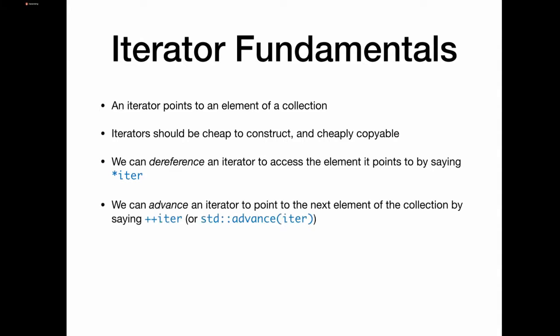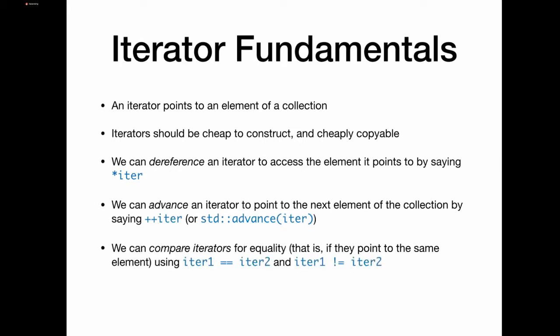The other thing we can do is advance an iterator to point to the next element of the collection. We do that by saying ++ iter. There's also a wrapper function in the standard library called std::advance, and another called std::next, which can do these things for you. But yes, we use ++ iter. This syntax, star iter, ++ iter, all comes from pointers. This is how you manipulate your pointers. So we're using operator overloading to add these operators to some class which we want to meet the iterator requirements.